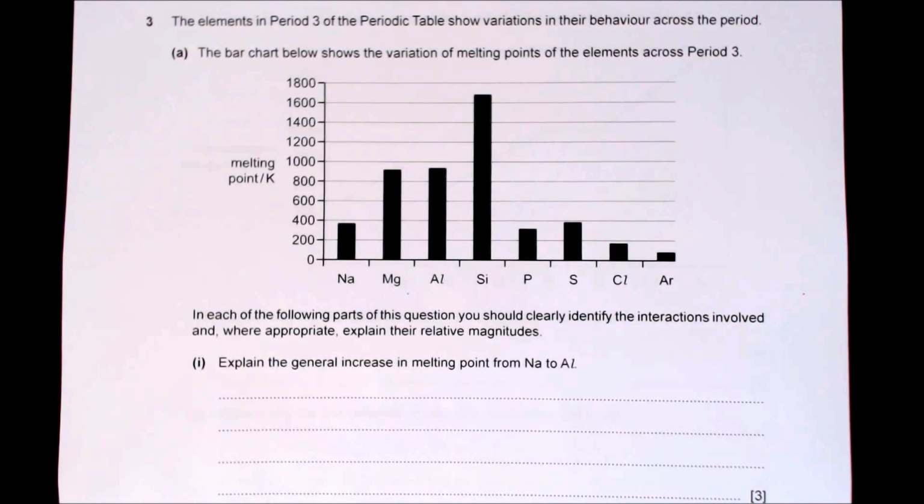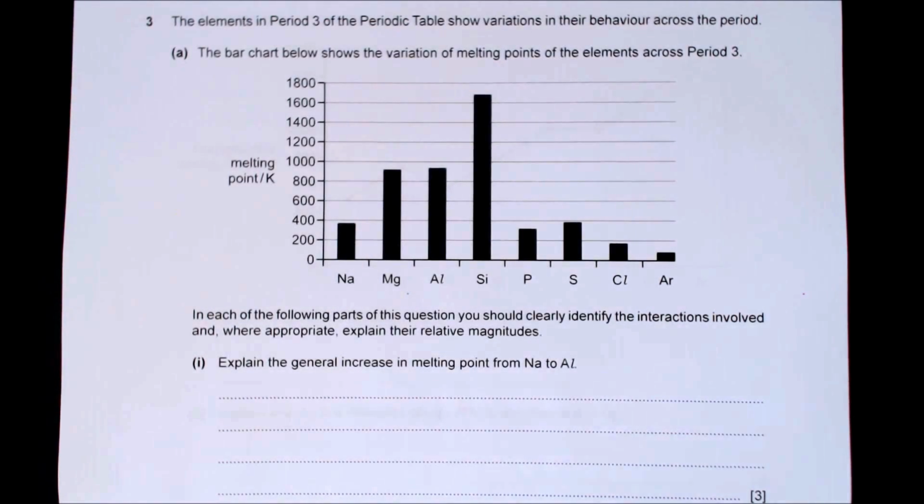Okay, so sodium to aluminium is all metallic bonding, and as we go across this period, the strength of the metallic bond increases. This is because the charge of the metal ion gets bigger, while the actual size of the ion gets smaller. So we have an increase in charge density, and therefore the attraction between the delocalized electrons and the positive charge is stronger.